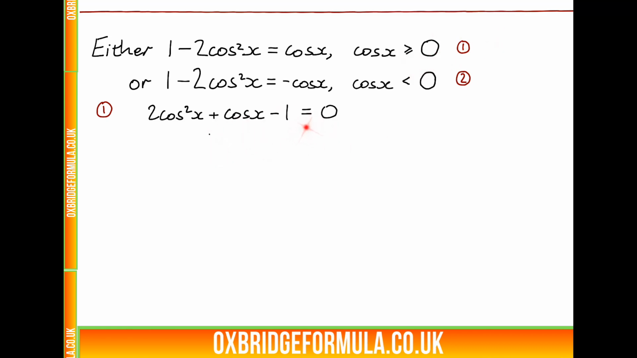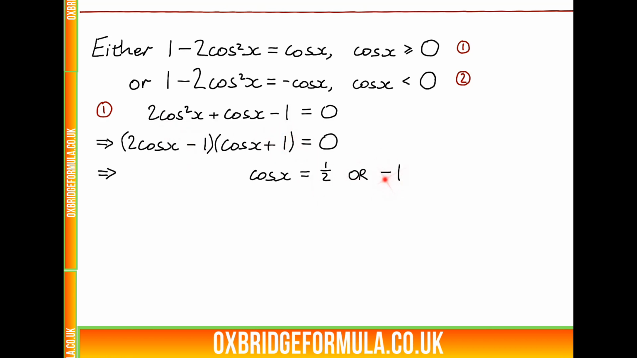So how can we solve this? Well, since it's a quadratic, we can use whatever technique we want. I'm going to factorise this, so that gives us 2 cos x minus 1 times by cos x plus 1 equals 0, and therefore we can see the solutions to this equation are cos x equals half or cos x equals minus 1. However, the condition in case 1 is that cos x is to be greater than or equal to 0, so we can see cos x can't equal minus 1. So the solution in case 1 is just cos x equals a half.